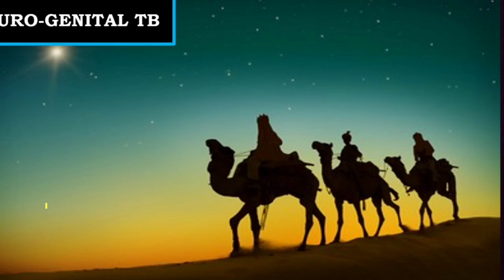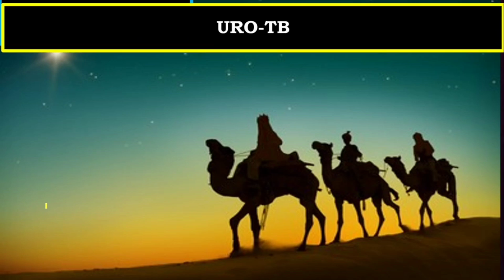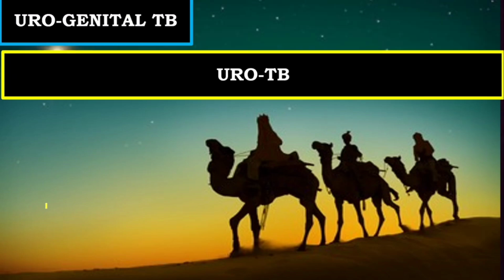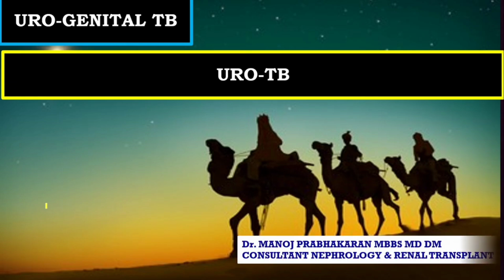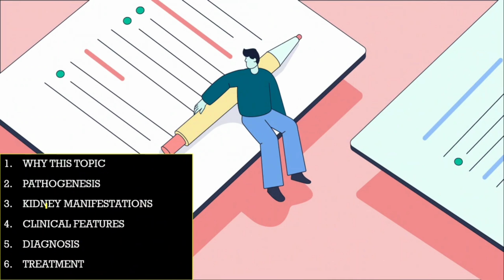Today the topic for discussion is urogenital tuberculosis. This topic I have presented recently in the CMB, so we'll upload it here also. It will be covered under the following headings: why this topic, pathogenesis, important renal manifestations, clinical features, diagnosis, and how to manage.